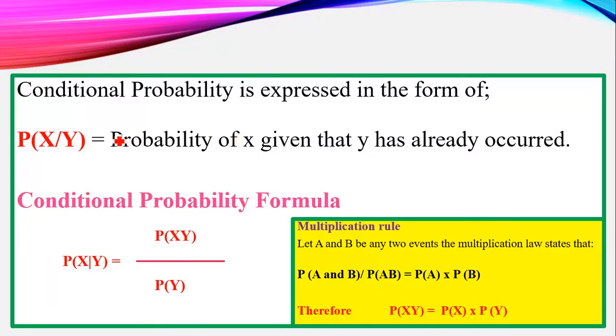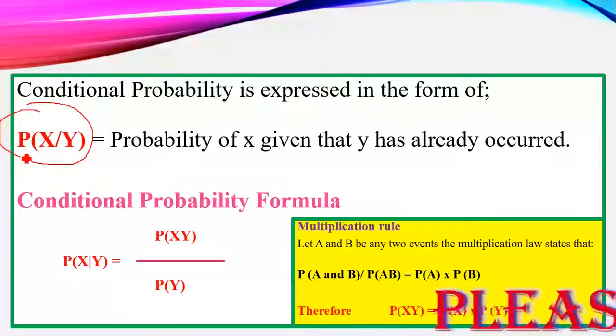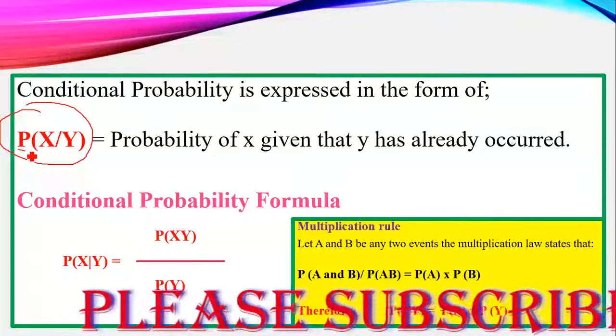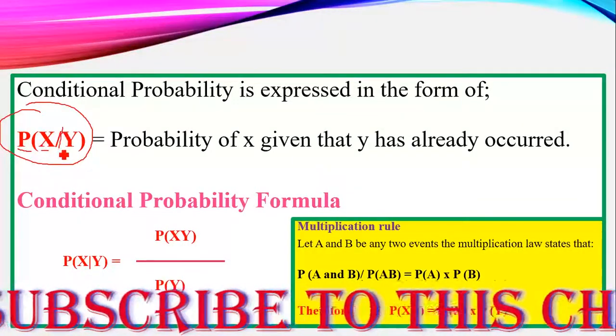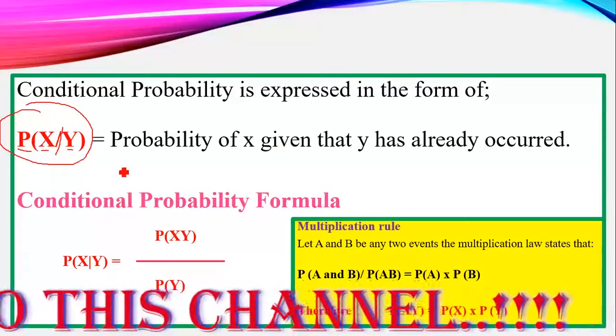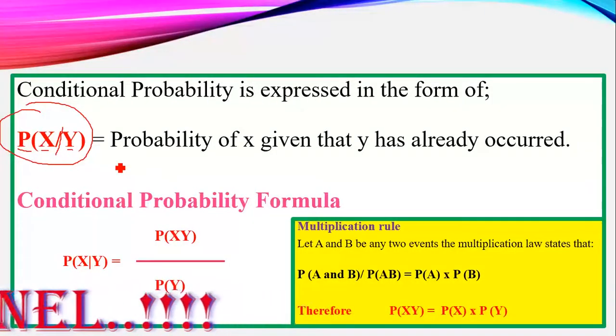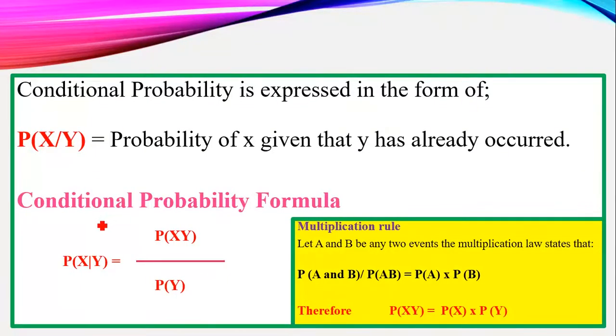Having mentioned that, I'll go straight to looking at the formula that you can apply to get the conditional probability. Conditional probability is expressed in this format, which represents the probability of X given that Y has occurred. And for you to get conditional probability, we normally use this formula here. The probability of X given that Y has occurred is given by the probability of X and Y divided by the probability of Y.